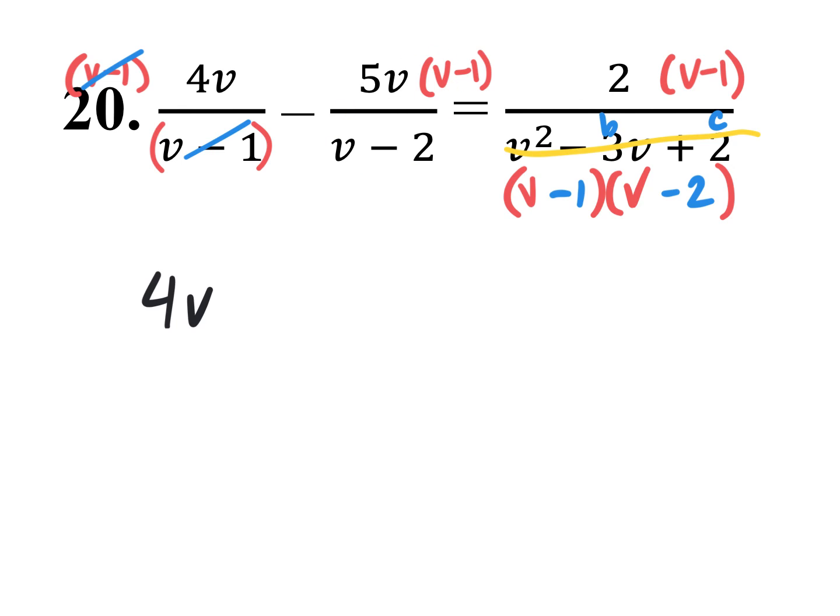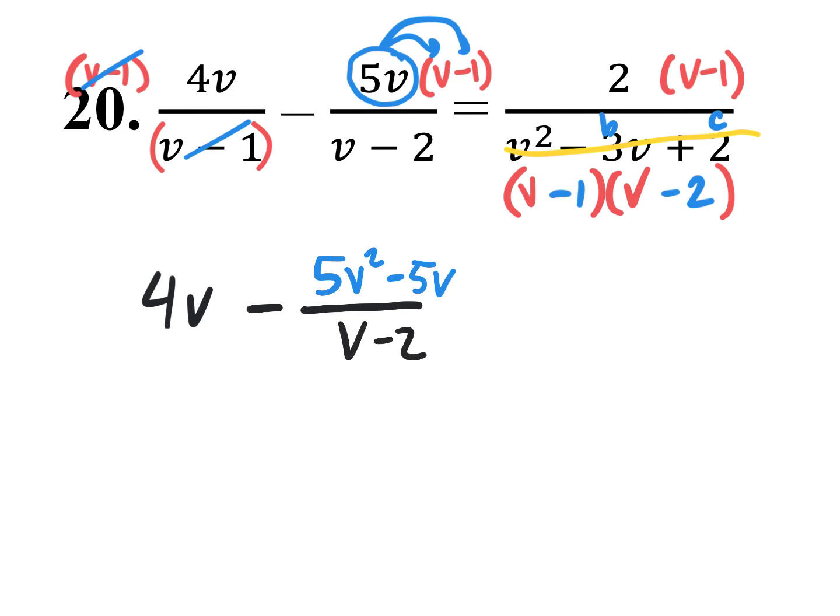Now the second fraction, it doesn't cancel. The v minus 1 will not cancel with the v minus 2. So I need to distribute the top with the top and keep it over v minus 2. You guys following me? So I really have a minus sign and then the fraction and then distribute the 5v times v, that's a 5v squared. 5v times negative 1, that's a negative 5v. And it is still over v minus 2.